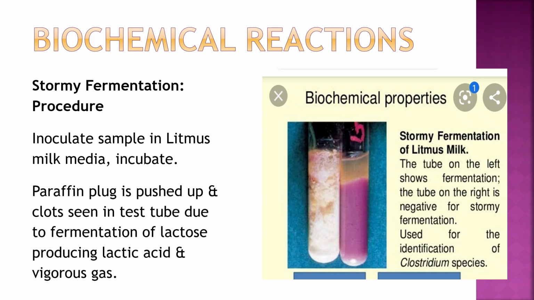Here in this diagram you can see one tube having clots and stormy fermentation, and in the other tube you will not see these clots and stormy fermentation. This is used for the identification of Clostridium species, that is Clostridium perfringens.